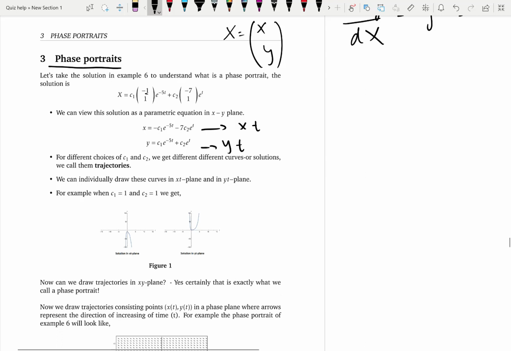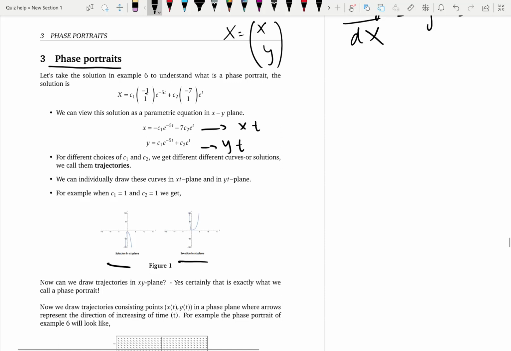But how about if you want to draw them in the xy plane, not in the xt plane or the yt plane, not drawing these solutions separately on two planes? If we draw them on the xy plane, then that is a phase portrait, and that is exactly what we are going to do.